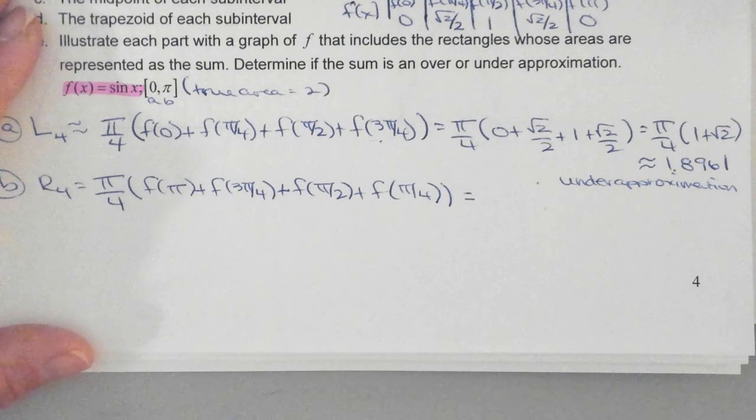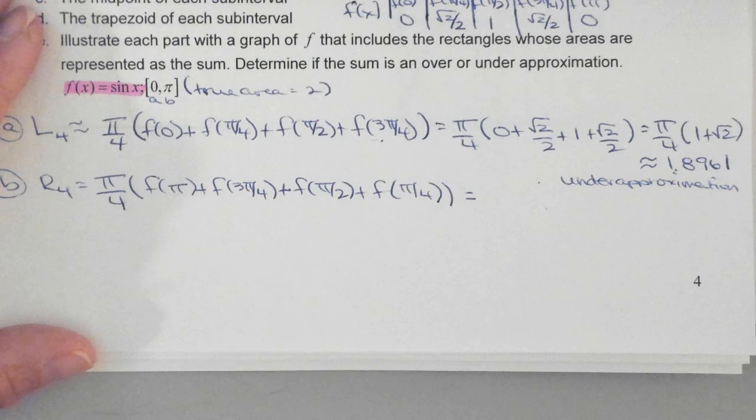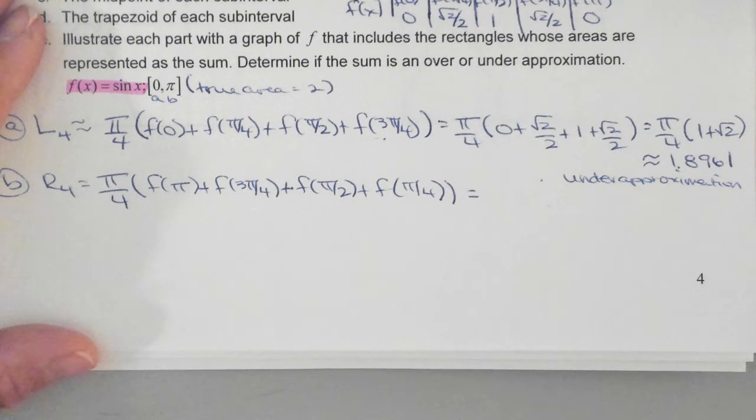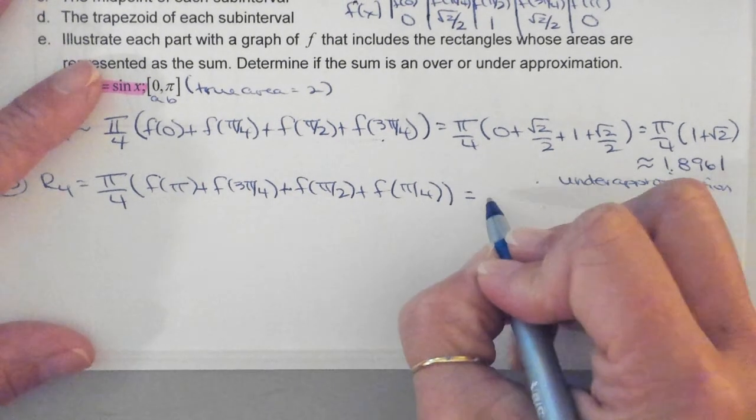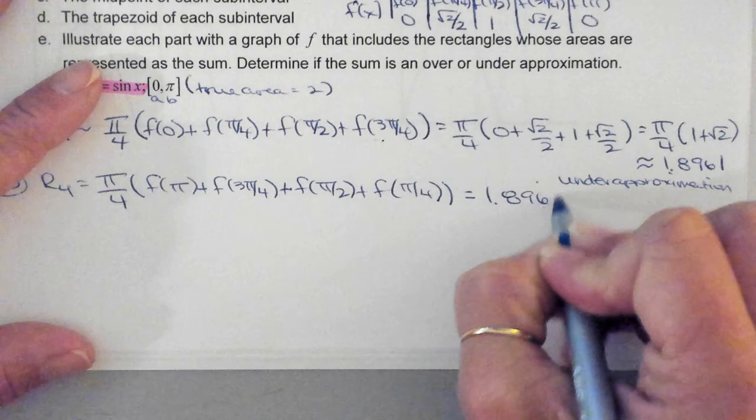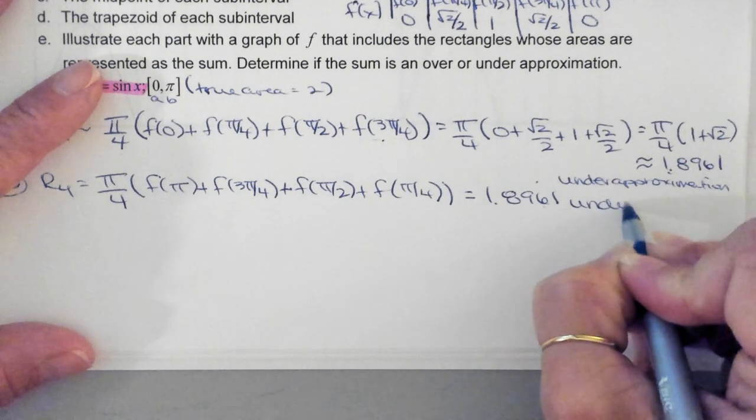So we said that that first part of the graph looks like an upside down parabola. Tell me about parabolas. What is a unique graphing characteristic? Symmetric. Okay, so that means this area, 1.8961, we know it's an under approximation.